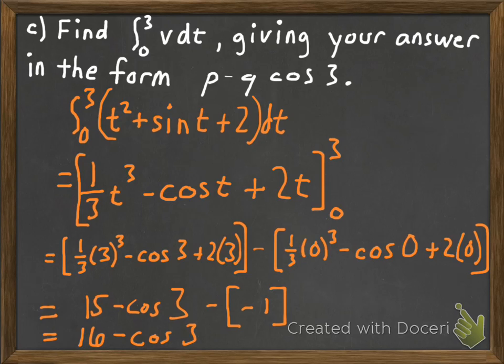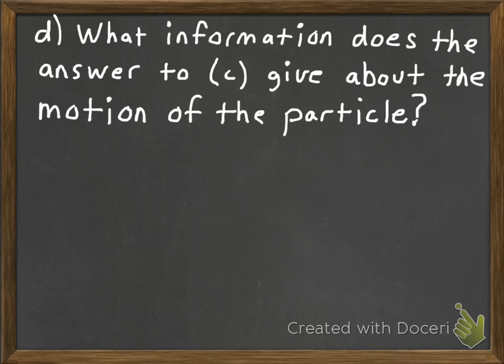Excellent. So that would be, well, I'm going to talk about what that represents here in a moment. That's the next question here. Hopefully we're good to this point. One more part to this question. And what it's going to do is see if you understand the meaning of what you just found right here. Question asks, what information does the answer to C give about the motion of the particle?